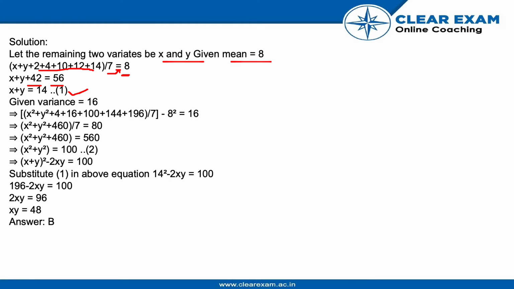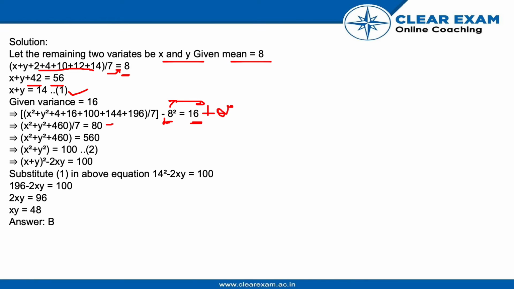And the given variance is 16. So variance can be written as x square plus y square plus 2 square plus 4 square plus 10 square plus 12 square plus 14 square, divided by 7, minus 8 square, equals 16. This is the variance. 8 squared is 64, and when it comes to this side, it will be plus, because this is minus, and this will be 80 here.